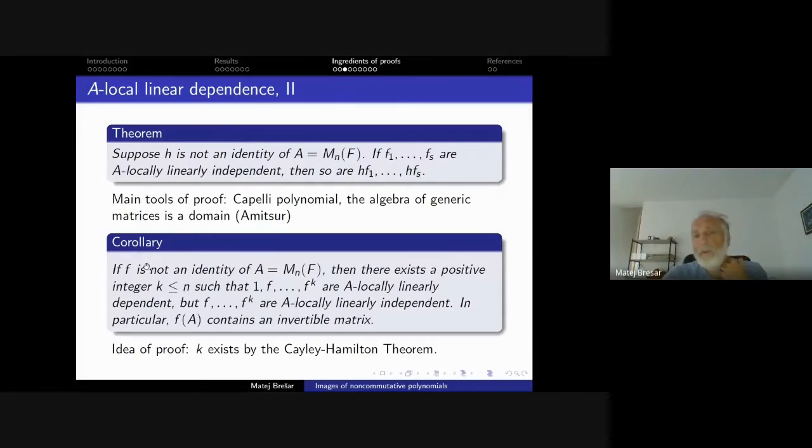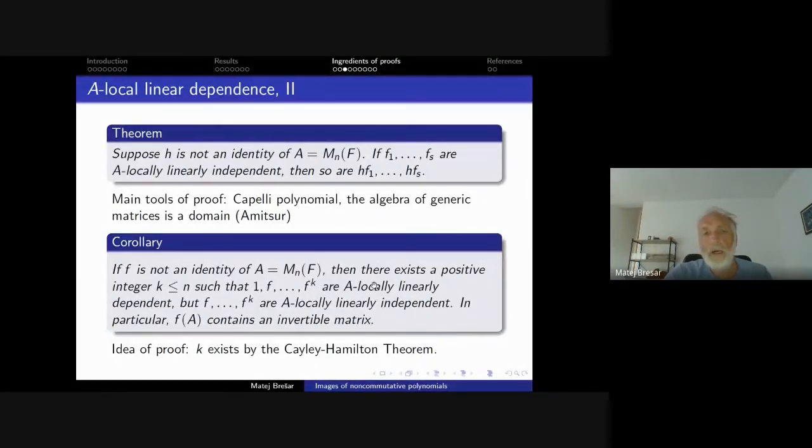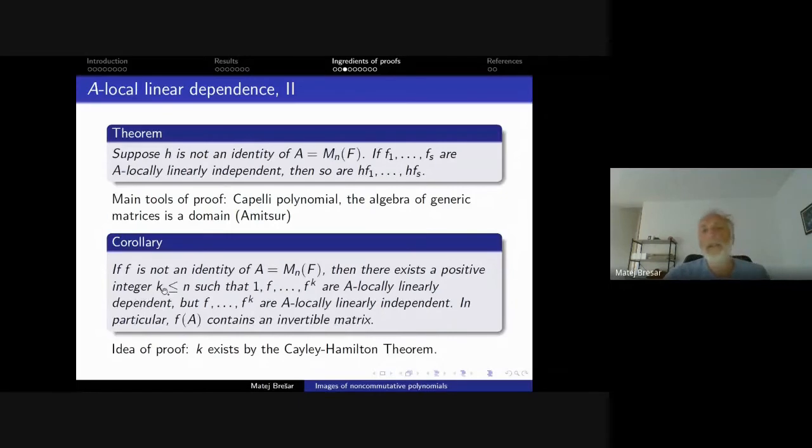Why does this corollary follow from the theorem? It's easy. We just take the smallest k such that these polynomials are locally linearly dependent, and it must exist because of the Cayley-Hamilton theorem. Then 1, f, up to f^(k-1) are by assumption linearly independent, and by the previous theorem, if we multiply them by f, then this relation is preserved.